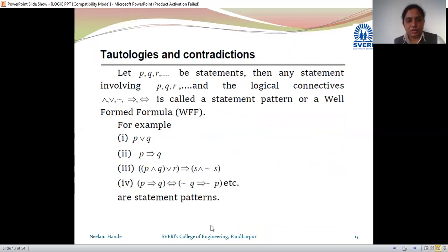Tautologies and contradictions. Let P, Q, R be statements. Any statement involving these variables and the logical connectives is called a statement pattern or a well-formed pattern. In this, a tautology is when we write a truth table for any of these and the final answers all have T's in them, all are true. And if the final column of the truth table is all false, then it is a contradiction.